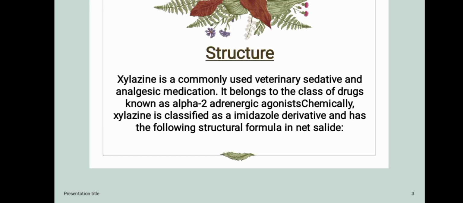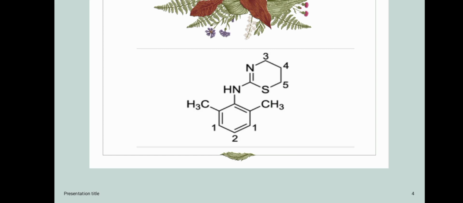Next is the structure of xylazine. Xylazine is a commonly used veterinary sedative and analgesic medication. It belongs to the class of drugs known as alpha-2 adrenergic agonists. Chemically, xylazine is classified as an imidazole derivative and has the following structural formula. Here is the structural formula of xylazine.